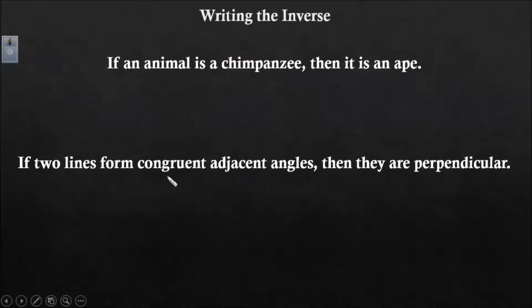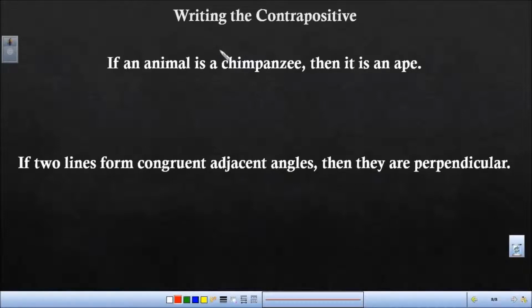Okay, so that's inverse. The contrapositive means we have to switch it and negate it. So remember, negating it's easy, right? We're just going to drop the word not. If an animal is not a chimpanzee, then it is not an ape. The pen is just not behaving right now.